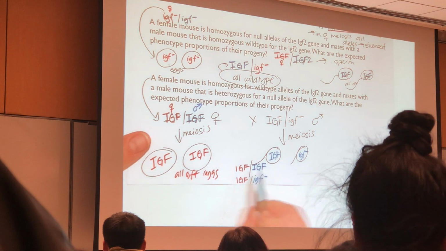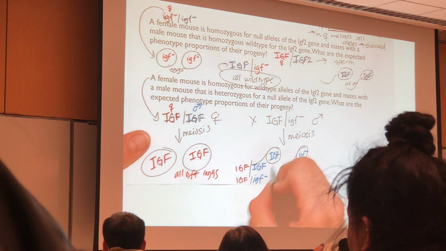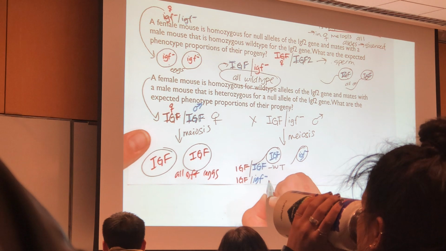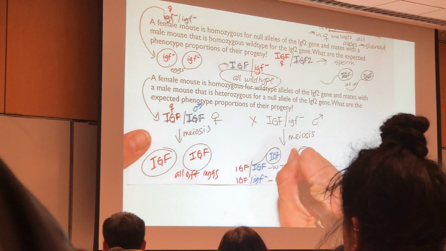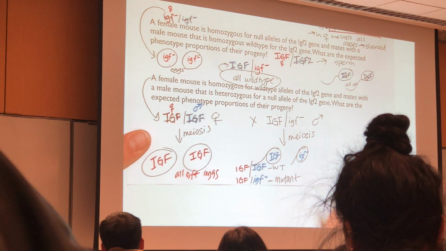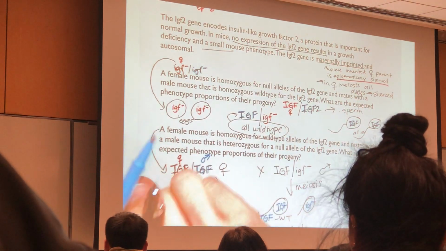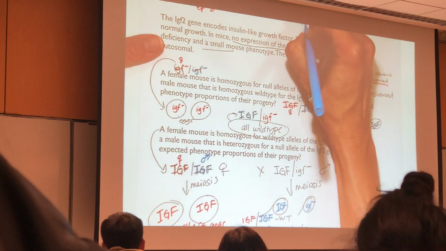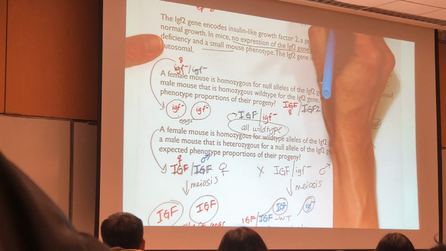What's the phenotype of these progeny? Wild type. What's the phenotype of these? Mutant. 50-50. Blue on, so transcriptionally active.